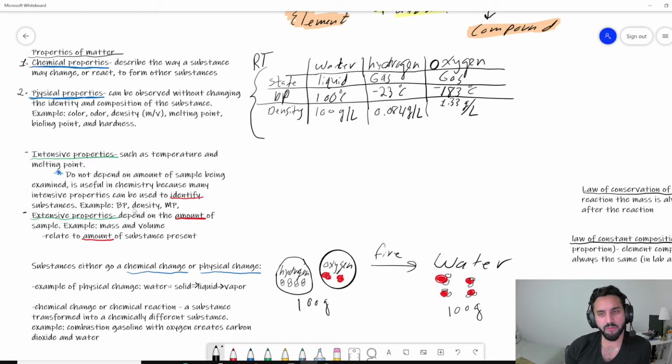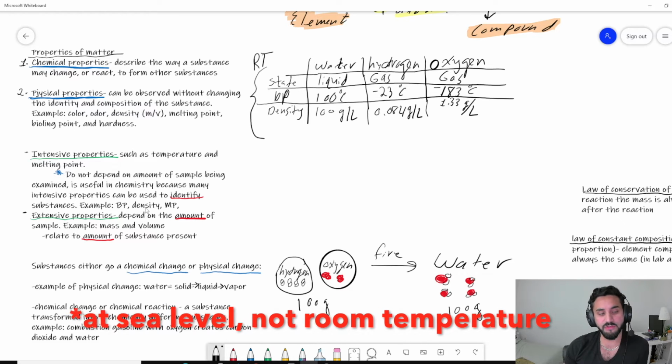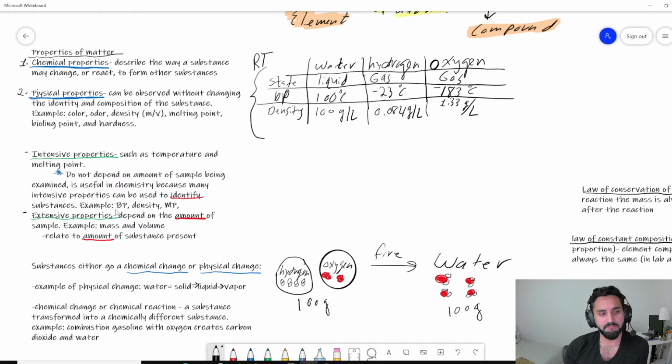Let me give you an example. Water at room temperature boils at 100 Celsius. So we can identify a liquid like water as being water by boiling it, and if it boils at 100 Celsius, we would say it's water because it boiled at 100 Celsius, and that is under intensive properties. Extensive properties depend on the amount of sample, for example, mass and volume, which relate to the amount of substance present.